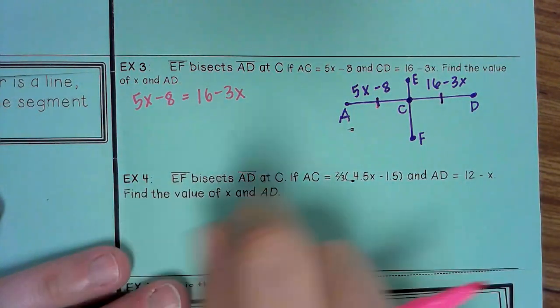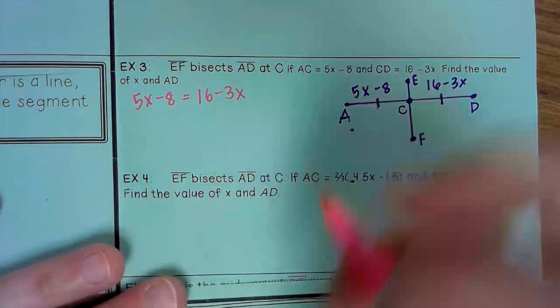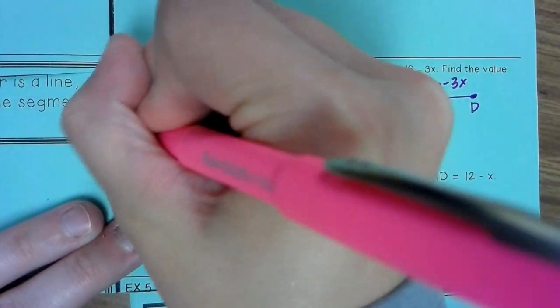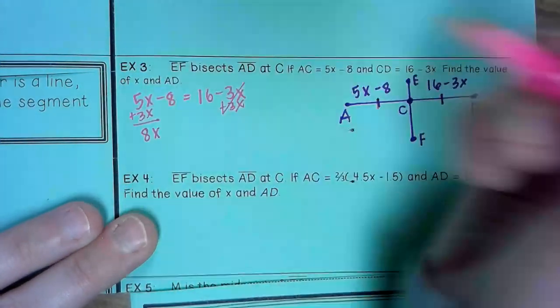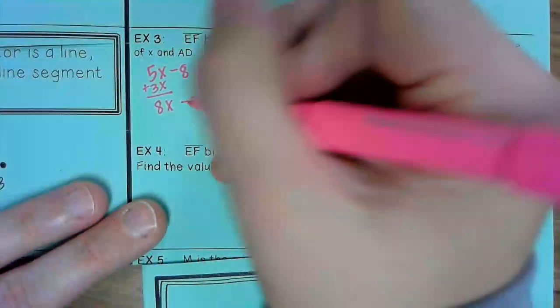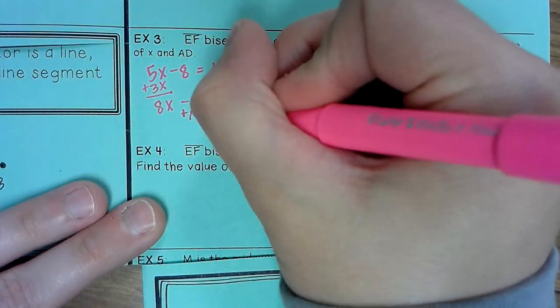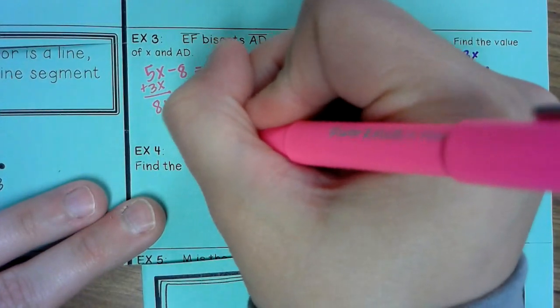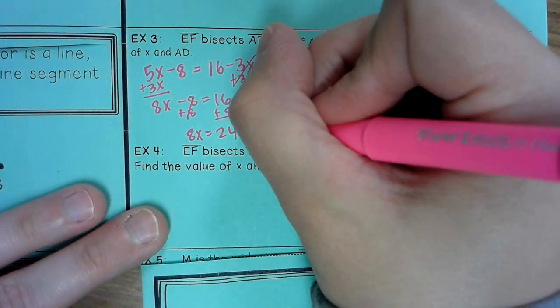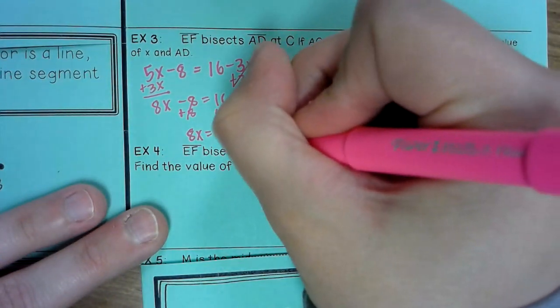Okay, I'm going to start by moving my 3x over to the left-hand side. So I'm going to add 3x. So we've got 8x minus 8 equals 16. Can add 8 on both sides. 8x equals 24. And I can divide by 8 on both sides, so x is 3.